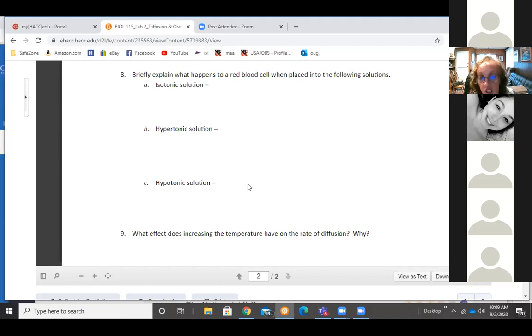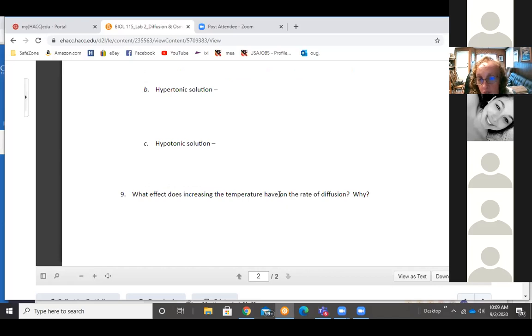What effect does increasing the temperature have on the rate of diffusion? If you remember, I talked about that during the Khan Academy video, and I said, what would happen if you introduced some heat into this? How would that change how fast the diffusion occurs? Yes.